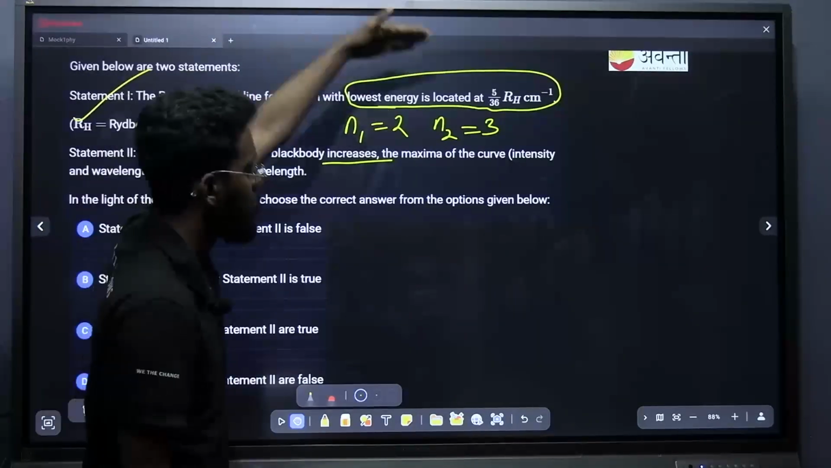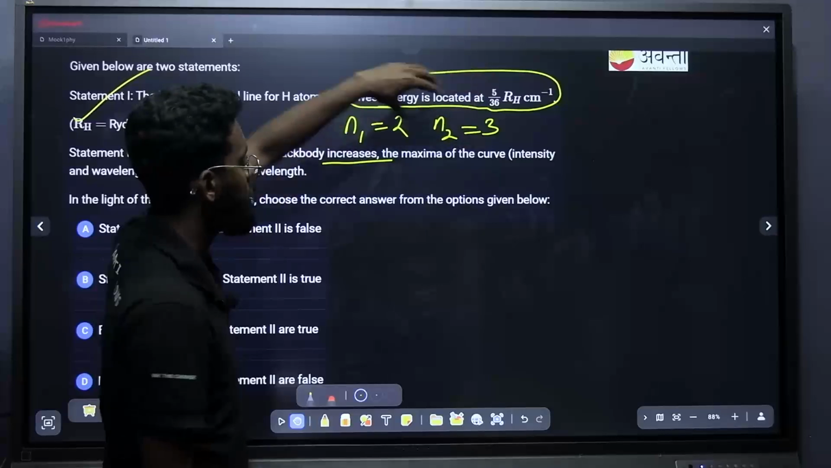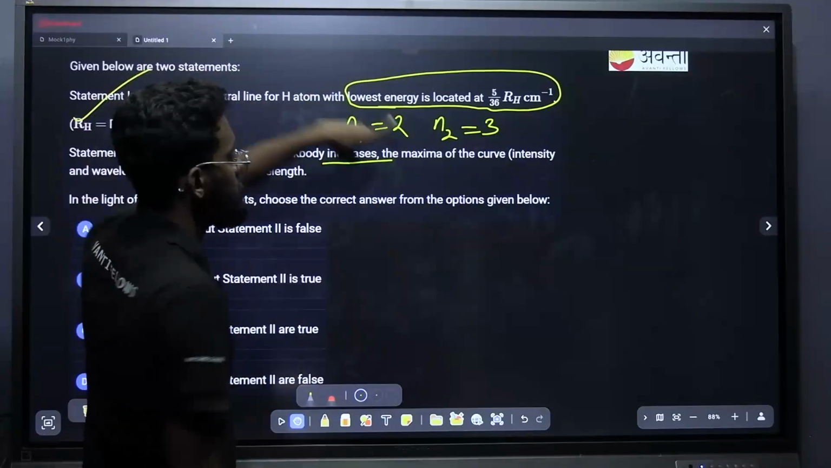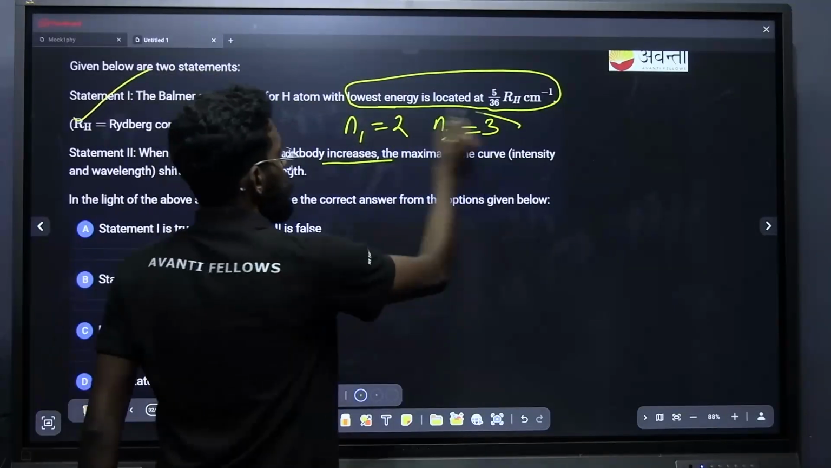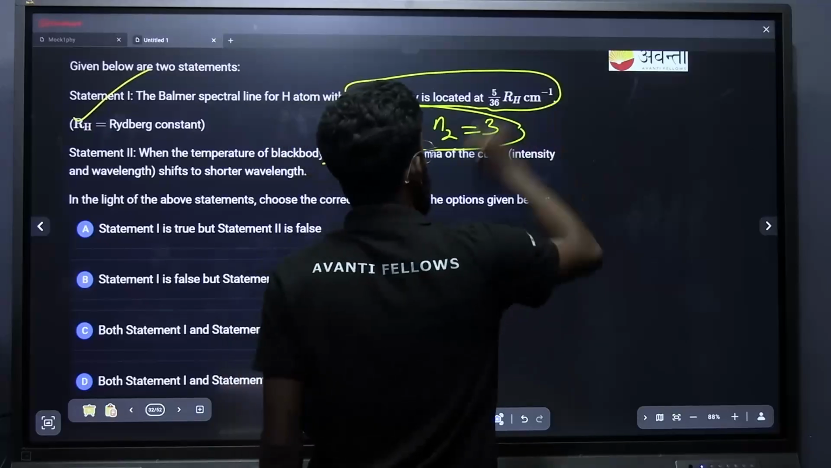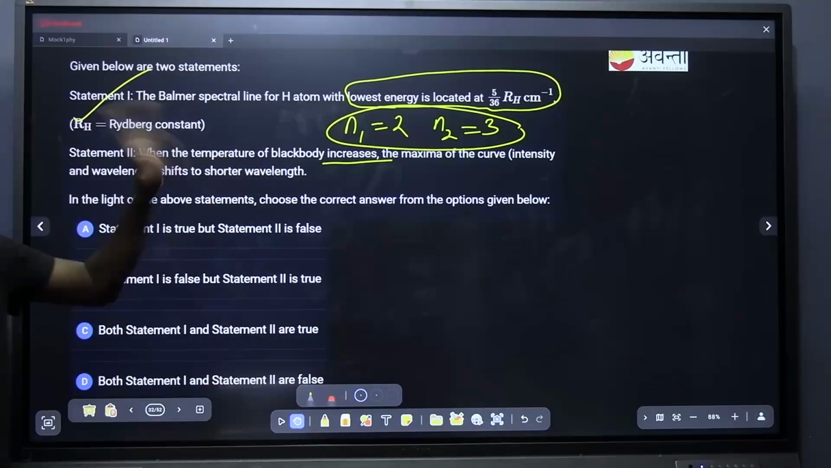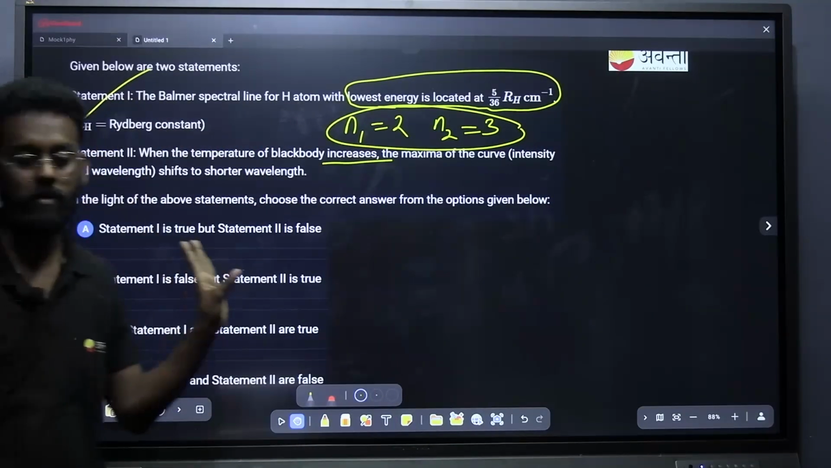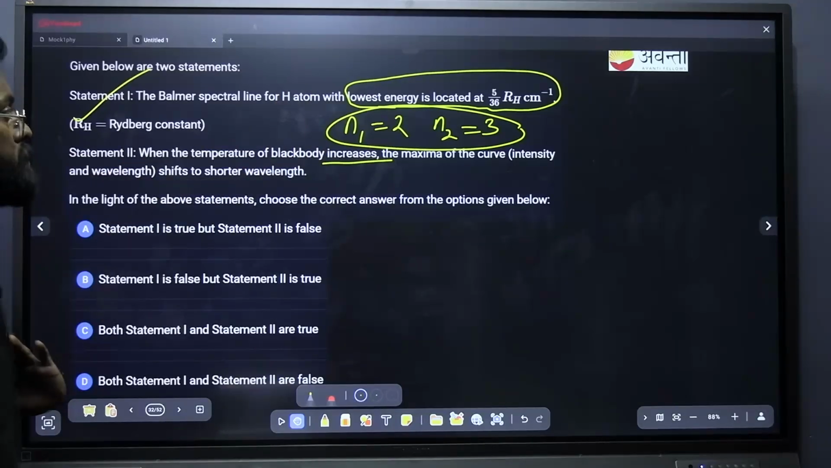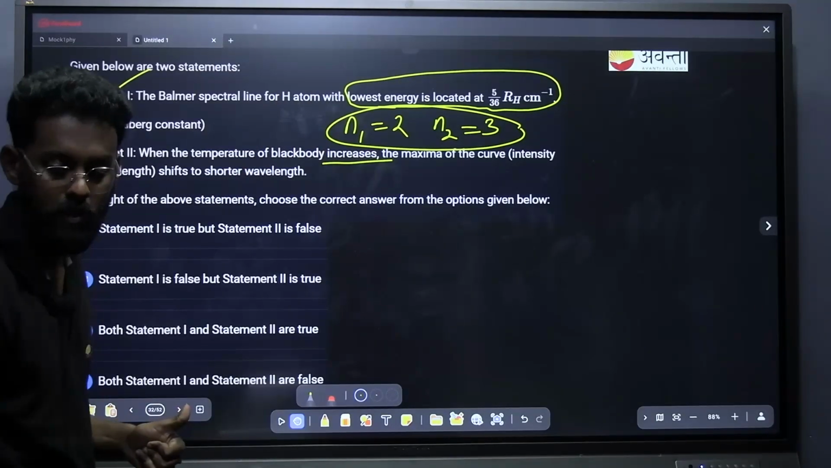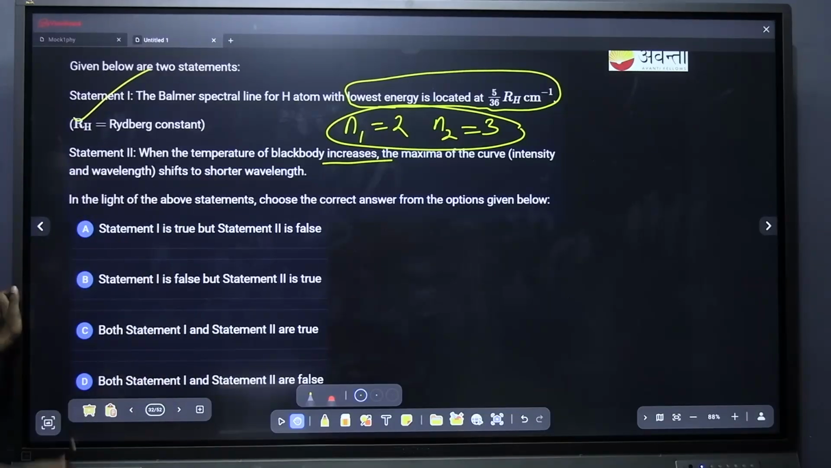Then the next highest will be 3, 4. But we need the lowest energy gap, that is between 2 and 3. On solving this, you will get the answer 5/36. You can solve it, I am leaving it for you. Got it? Now what about black body radiation? What about statement 2?